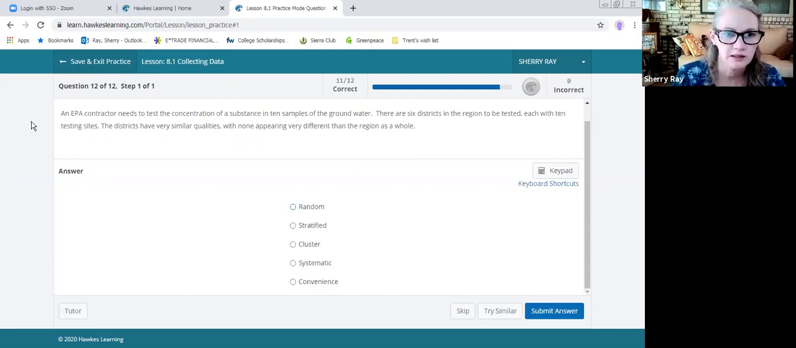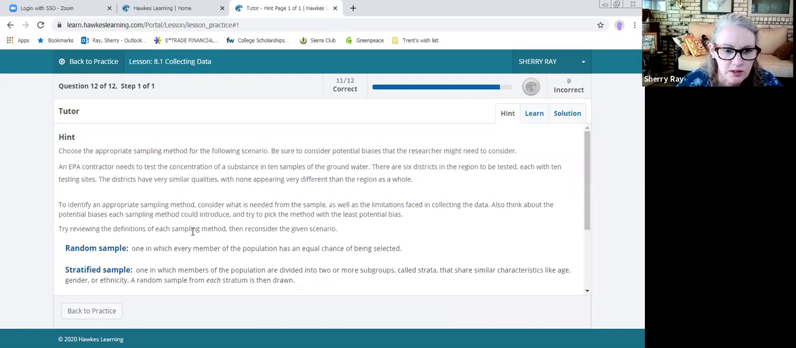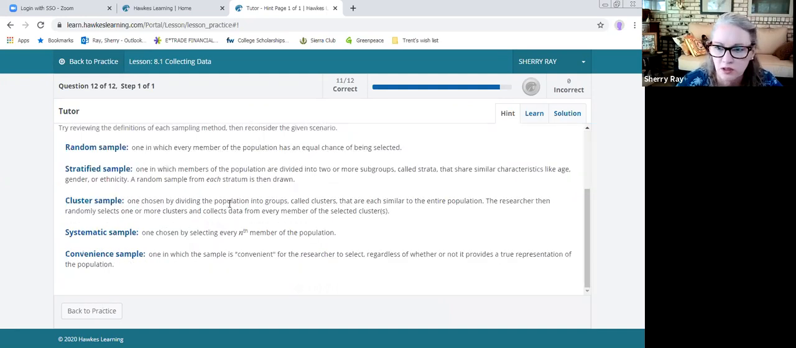And EPA needs to test the concentration of a substance in 10 samples. Okay. There are 6 districts, each with 10 testing sites. The districts have very similar qualities, with none appearing very different than the region as a whole. I better get a tutor, because the stratified and cluster, stratified is which, okay, cluster sample, one chosen, dividing population groups, each similar to the entire population. I think it's cluster.